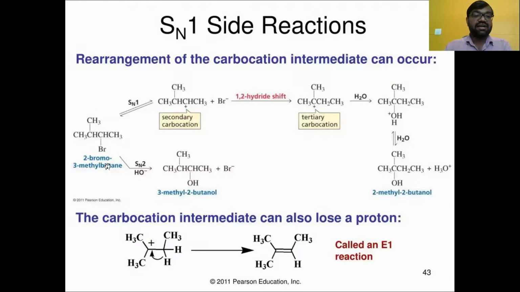If this has undergone, let us say, Sn2, then it may form 3-methyl-2-butanol. But look here, in the Sn1 reaction it is totally the opposite product, 2-methyl-2-butanol. So different products may be formed. Why? Because a tertiary carbocation is formed, and this carbocation may undergo rearrangement to get further stabilization. So these things are possible with the molecules also.